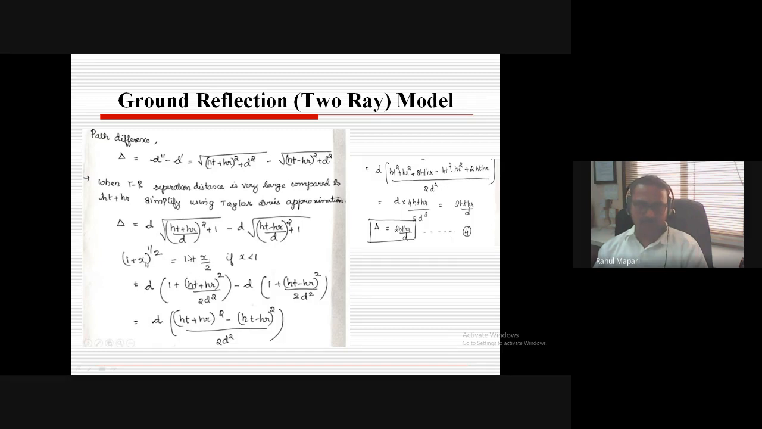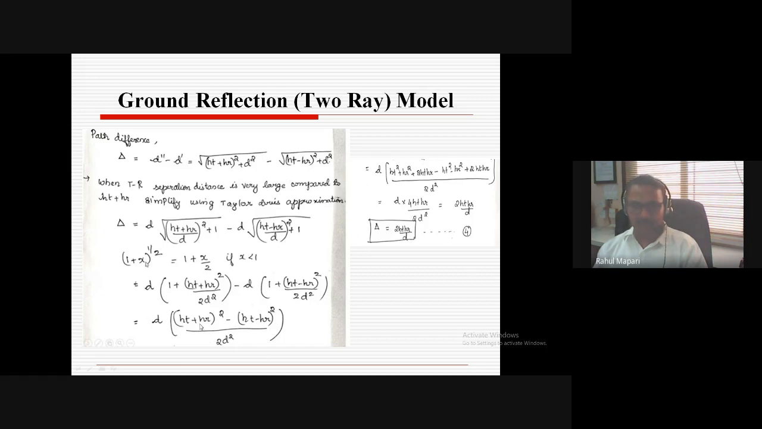So if we use this equation, it becomes D in bracket 1 plus X divided by 2. So X is HT plus HR squared divided by D square, and the 2 comes here, minus D, the same happened here. Okay, now you can simplify this equation. The 2D square comes here, the D cancels. Here the D is common inside the bracket. So this 1 and this minus 1 get cancelled. The remaining part is HT plus HR square minus HT minus HR square divided by 2D square.